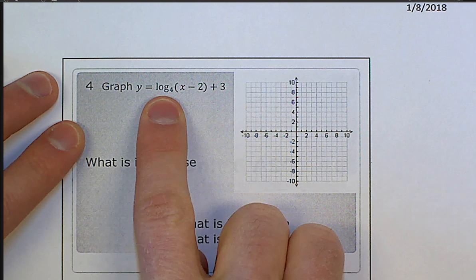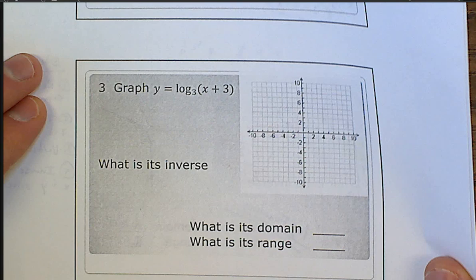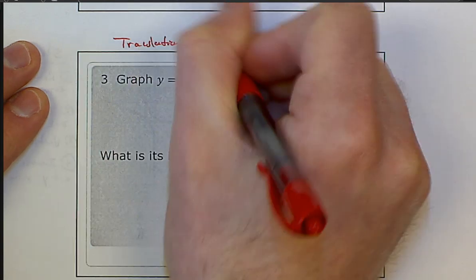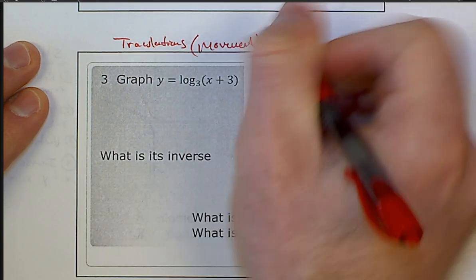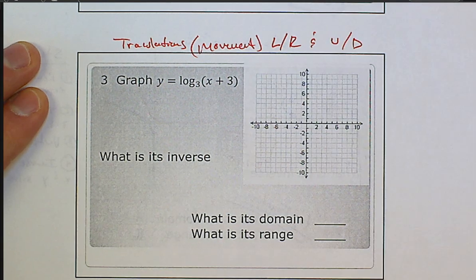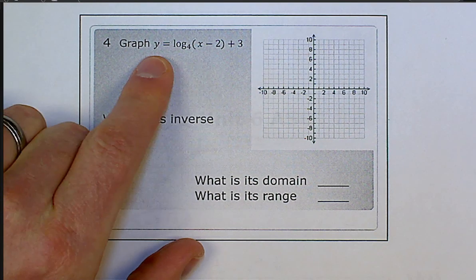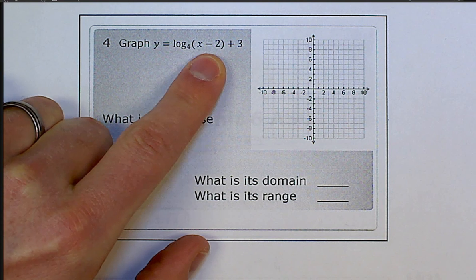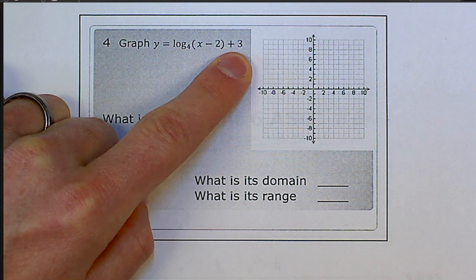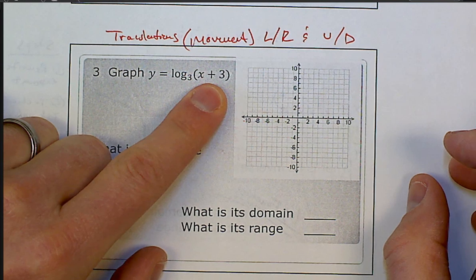Okay? So what we're going to get into now on 3 are our translations, or our movements, right? And we're talking left and right and up and down. So look at number 4. The original function is y equals log base 4 of x. What's happening now? It's going to move to the right 2 and up 3, right? What's this one going to move? This one's going to move to the left 3, okay?